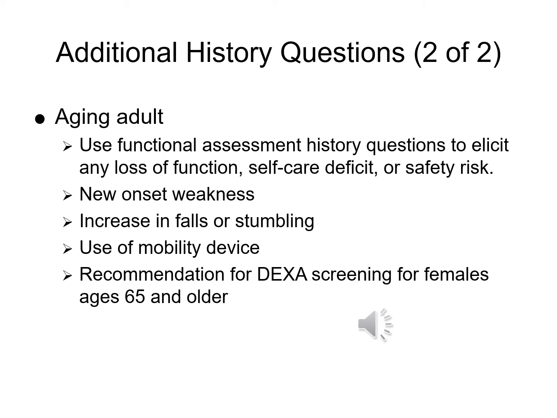When you're assessing the aging adult, you want to use the functional assessment history questions to elicit any loss of function, self-care deficit, or any safety risks that they might have. Any new onset weakness, any history of weakness. Are they falling more, stumbling? Are they using a mobility device, so a cane or a walker? Are they able to get around without that cane or walker? And then DEXA screening is recommended for females ages 65 and older.